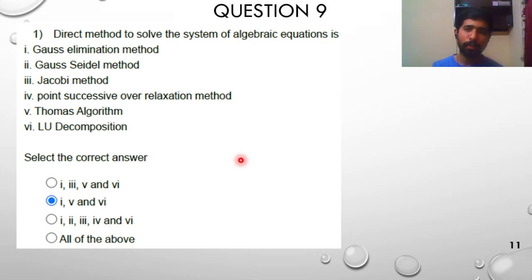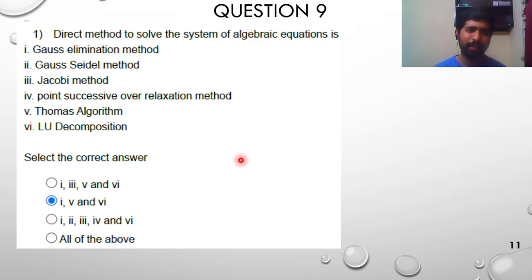The ninth question is as follows: the direct method to solve the system of equations. Which of the following are the direct methods? So that's the question. What should be the correct answer for this? Gauss elimination, Gauss Seidel, Jacobi, successive over relaxation. I think I did not highlight successive over relaxation. I think I explained only Gauss Seidel and Jacobi.